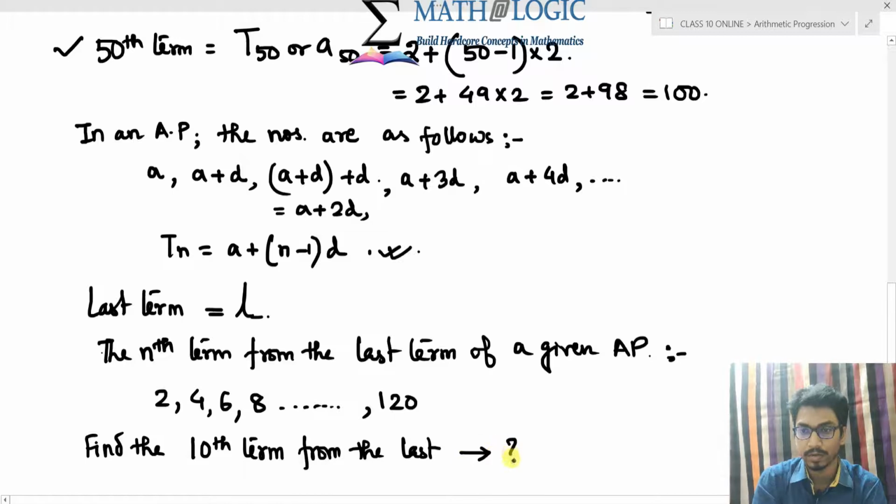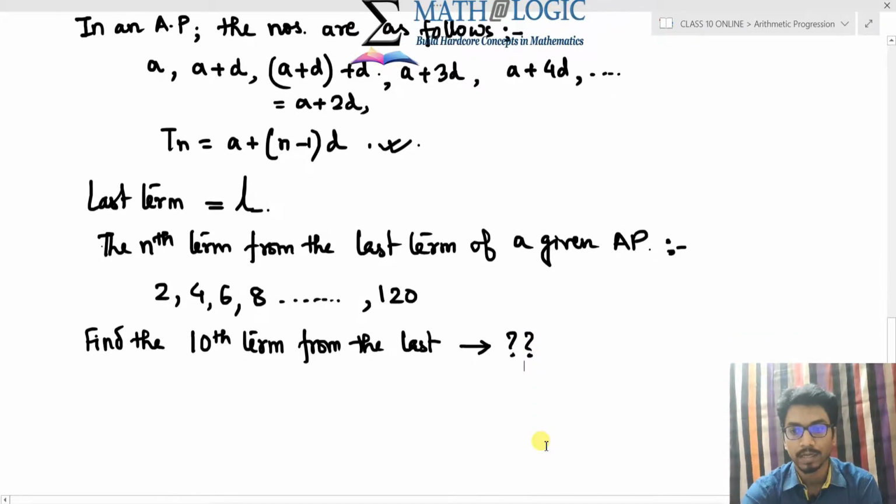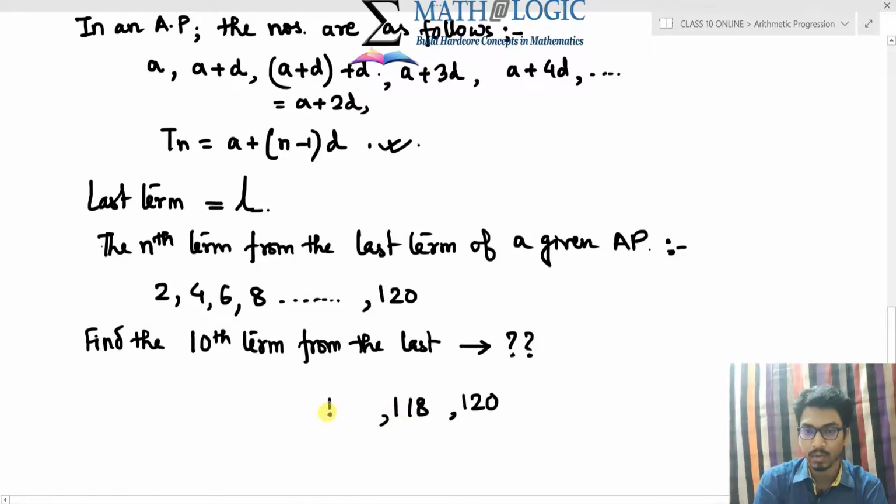How will you find it out? Either you can do it this way, subtracting 2, 2 like that up to the 10th term. This way you can do 120, before that 2 less, that means 118, before that again 2 less, 116, before that again 2 less, 114, and so on. You can approach it like that, but that is not the good way. So what is the way?